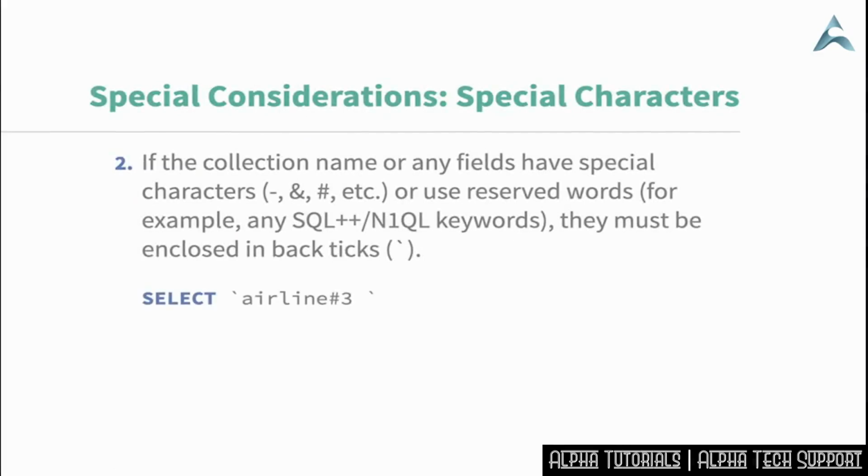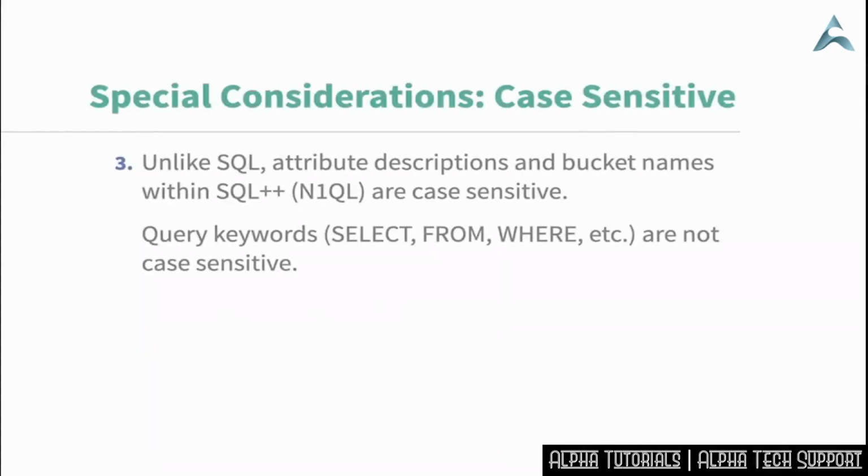Another special consideration is the use of backticks when your collection or field names have any special characters like the ones on the screen. You must also use backticks when you use reserved words. The code examples here illustrate the correct use of backticks when querying. Please take note that unlike SQL, in SQL++, attribute descriptions and bucket names are case sensitive. However, the querying keywords are not case sensitive.